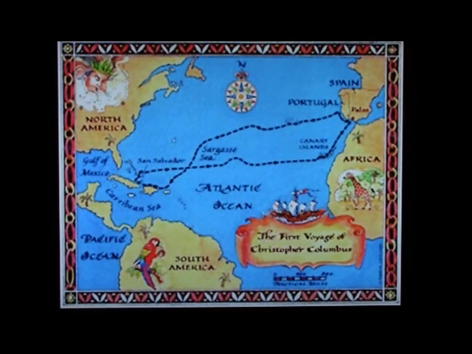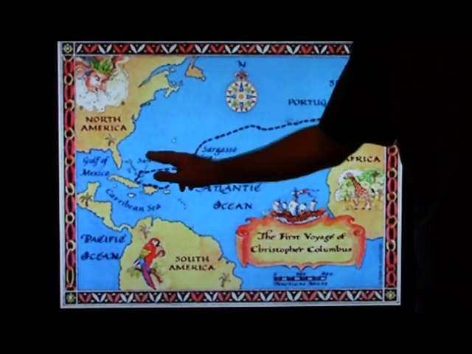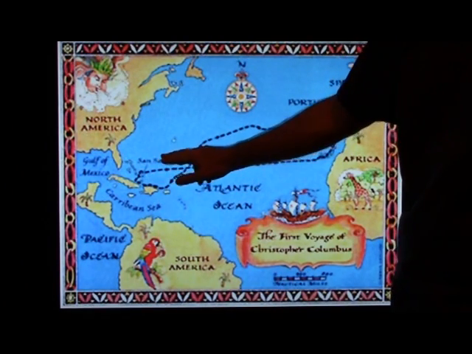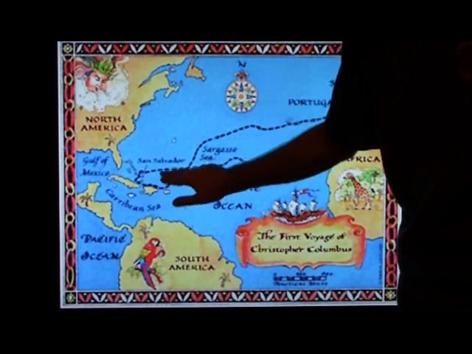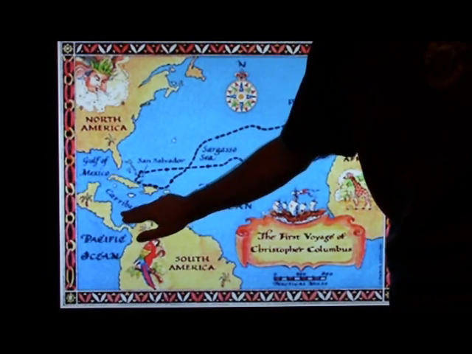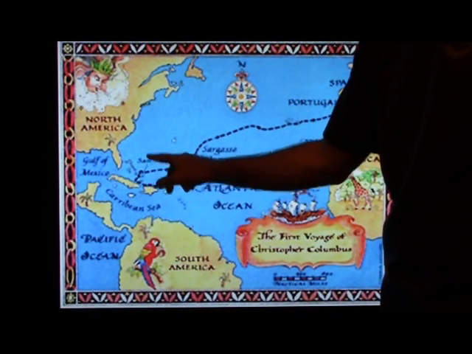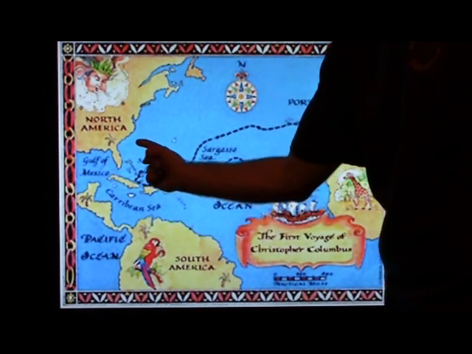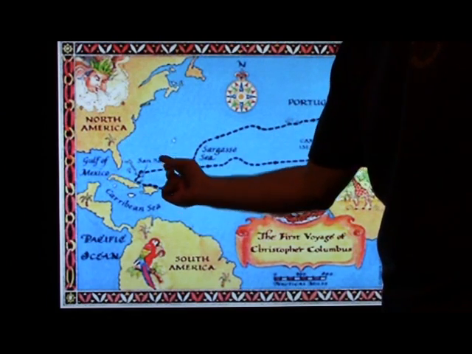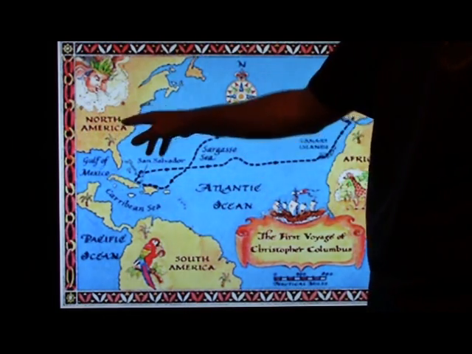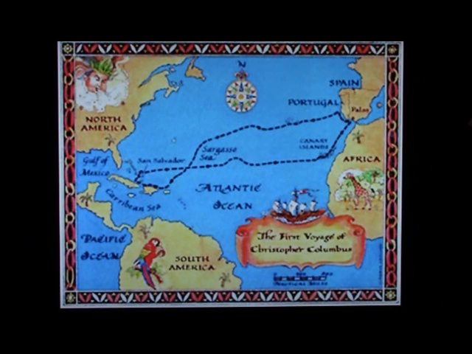So on Columbus's initial voyage, Columbus landed in the Bahamas, and on this and subsequent voyages, he ended up checking out this area and the islands in Central America and South America, but Columbus himself never went north. So he never set foot on North America or on soil that is now the United States. In fact, not only did Columbus never set foot in the United States, but Columbus never even knew it existed.